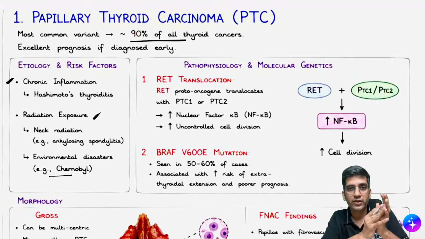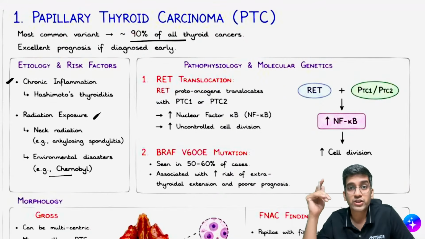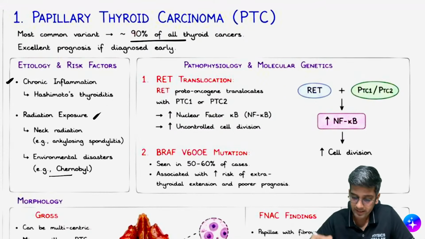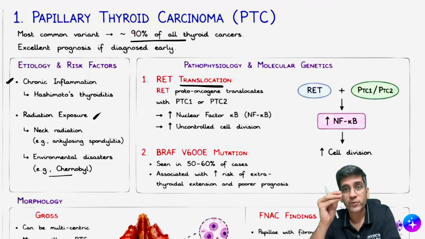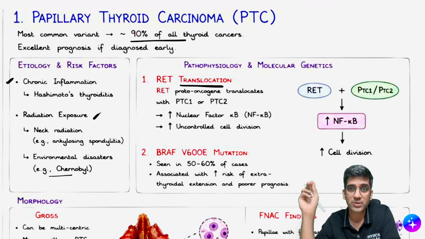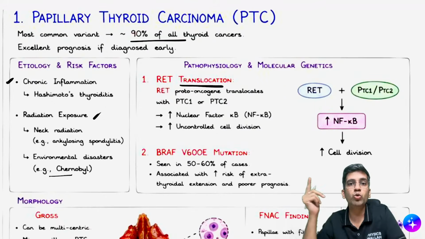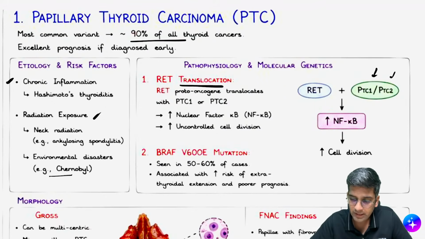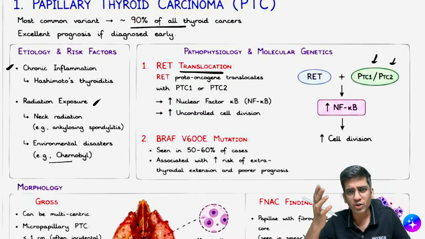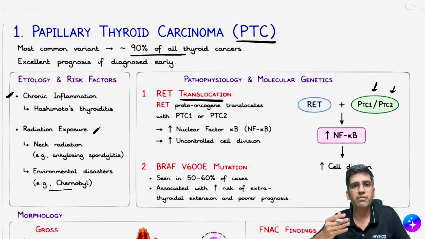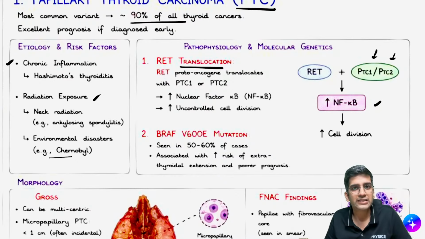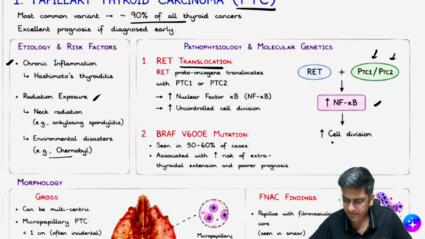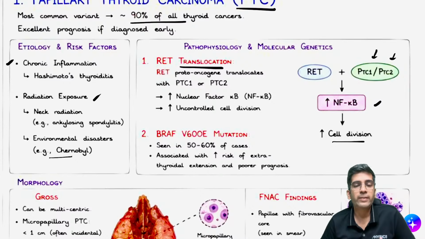So whatever may be the etiology, what happens in the molecular pathogenesis, the most common translocation, right? Please remember, RET will get translocated in papillary carcinoma thyroid. RET will be mutated in medullary carcinoma. Both are different but the same gene. To whom will it be translocated? It will be translocated to the PTC1, PTC2 genes. Not difficult to remember. PTC stands for papillary thyroid cancer 1 and 2, that's all. RET with PTC1, PTC2 gene increases nuclear factor kappa B. That's a growth factor, right? That will obviously increase cell division. That's the reason why I'm having more cell division.